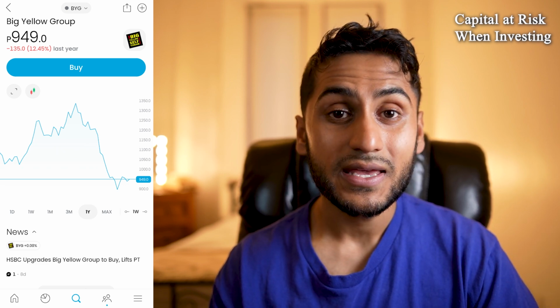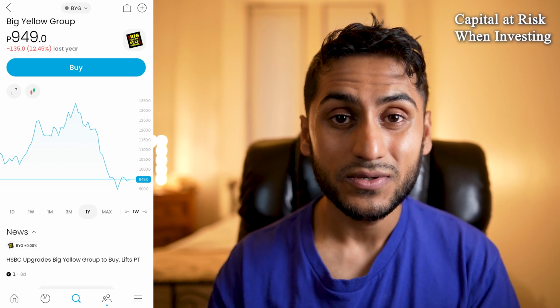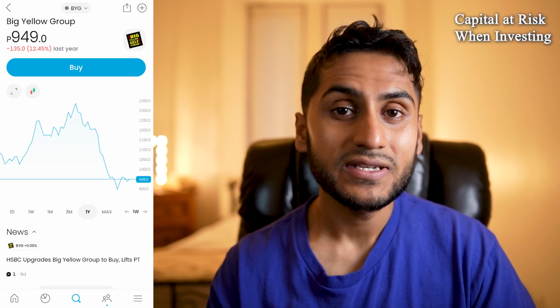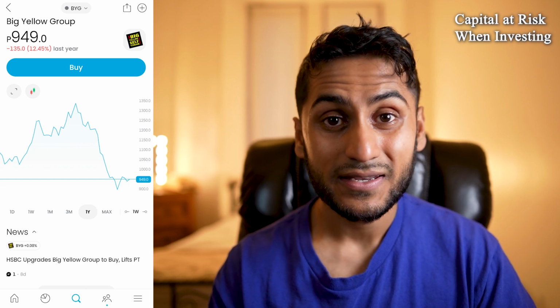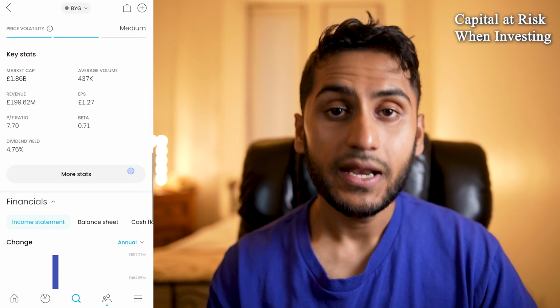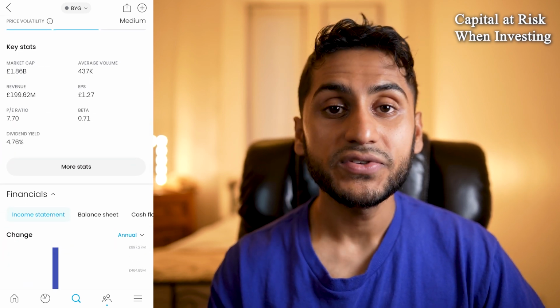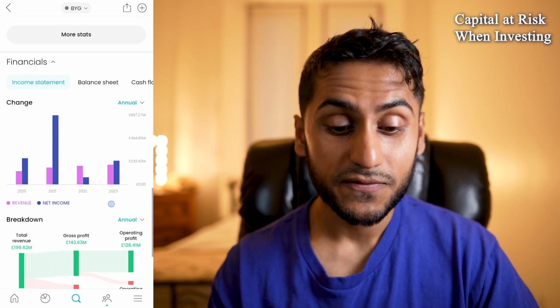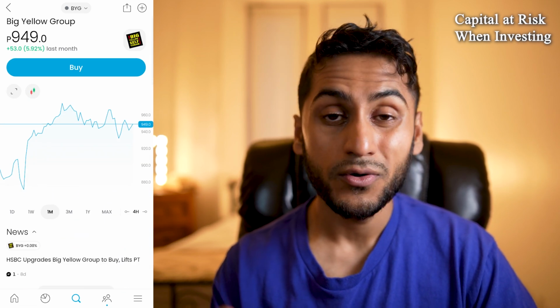There might be something in the real estate market that actually causes big dips like this. For example, lower supply, rules and regulations and taxes and stuff can really affect these companies. Over the past month, up by 5.92%. Now you can see they do have a really good dividend yield of 4.76%, and you can look at their financials for yourself if you are interested more in these companies.